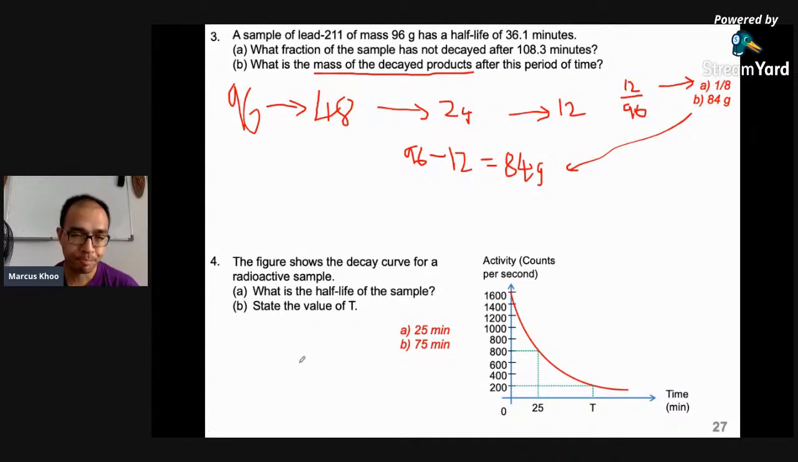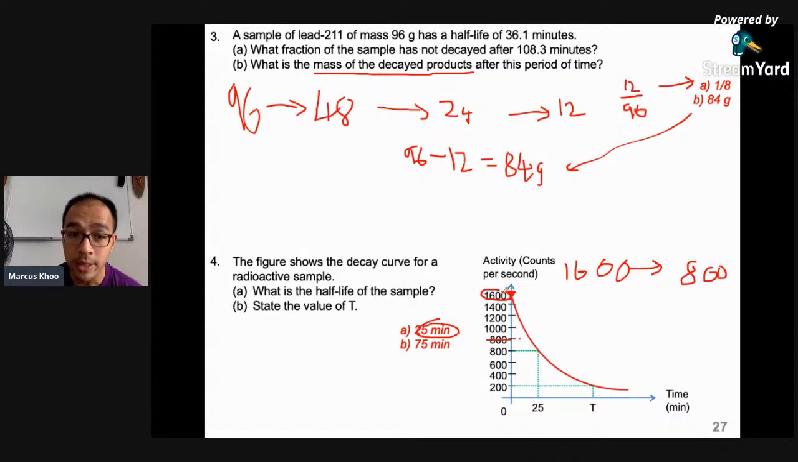Question 4. The figure shows the decay curve for a radioactive sample. What is the half-life of the sample? In order for us to know the half-life, we have to know how much we have originally. Originally it is 1,600. After one half-life, it's supposed to be 800. Then we look for 800 over here. Oh, there are two 800s. Let's ignore this. I don't need 800. So it is 25 minutes.